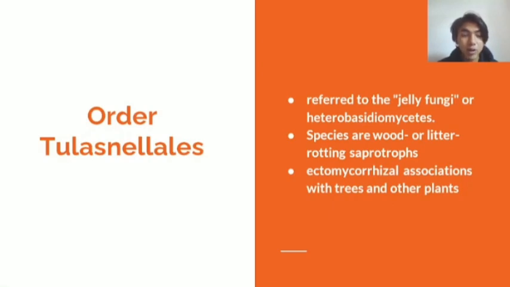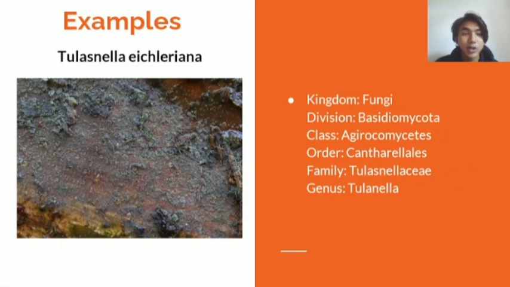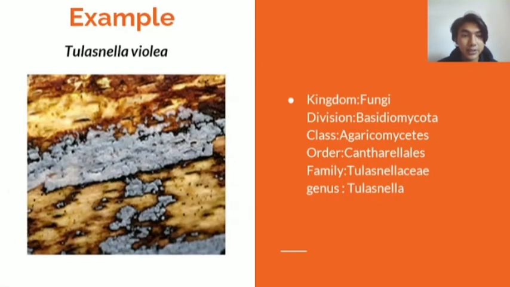For example, under this order we have Tulasnella eichleriana. They belong to the kingdom Fungi, division Basidiomycota, class Agaricomycetes, order Cantharellales, family Tulasnellaceae, and genus Tulasnella. For the next example, we have Tulasnella violea. They belong to the kingdom Fungi, division Basidiomycota, class Agaricomycetes, order Cantharellales, family Tulasnellaceae, and genus Tulasnella.